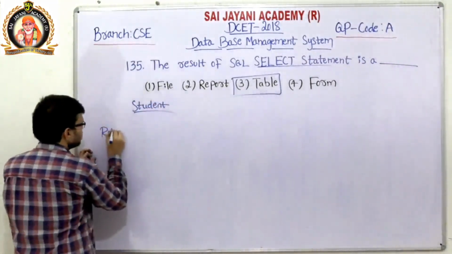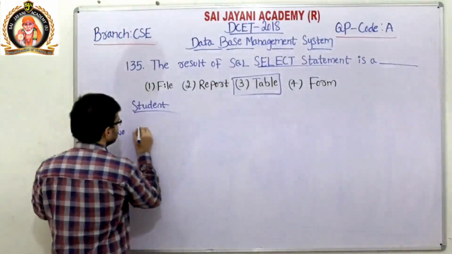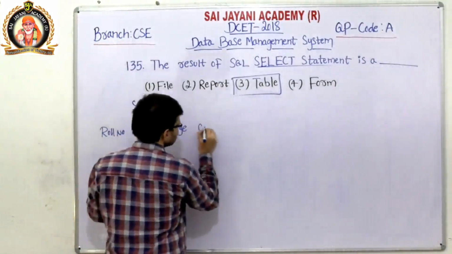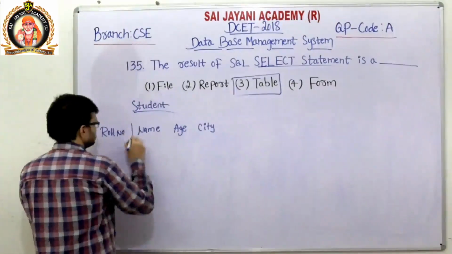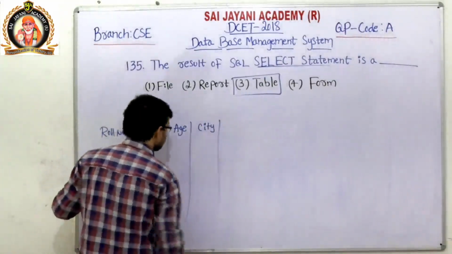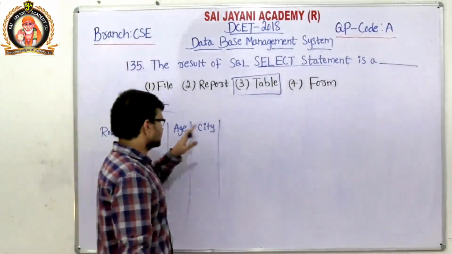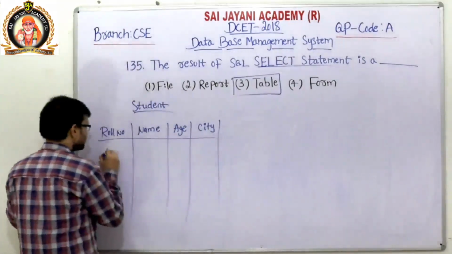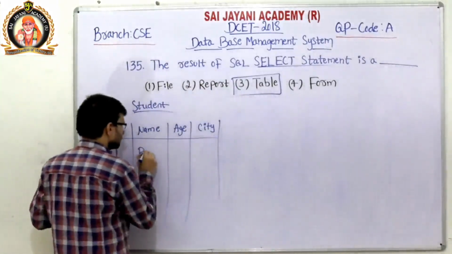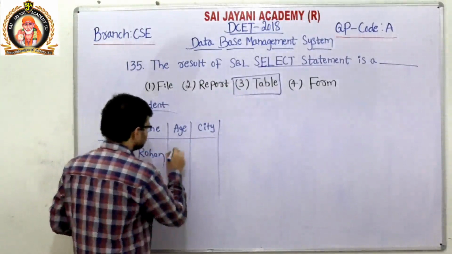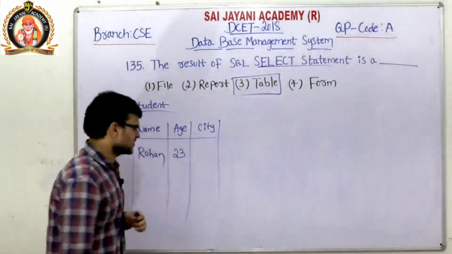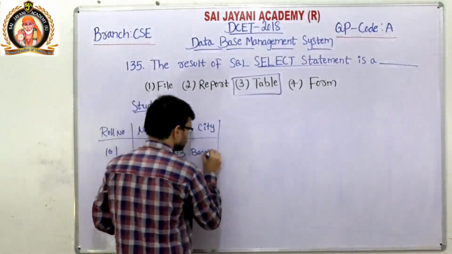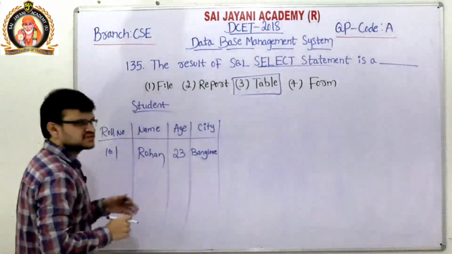For the student table, we have roll number, name, age, and city. Roll number, name, age, and city are called the schema. We already know that the roll number starts from 101. The name is Rohan, his age is 23, and he belongs to the city Bangalore.